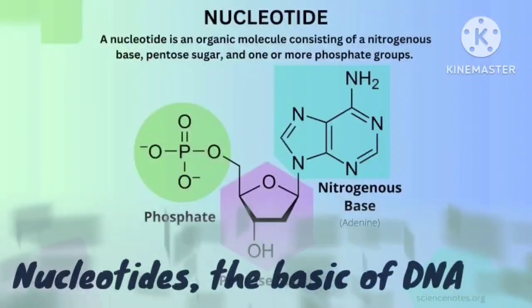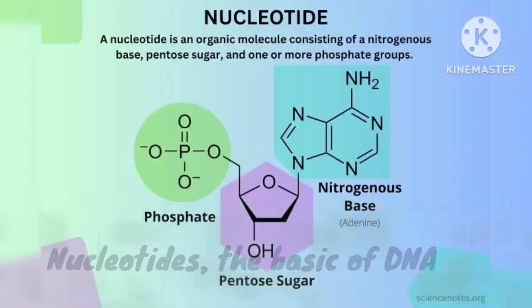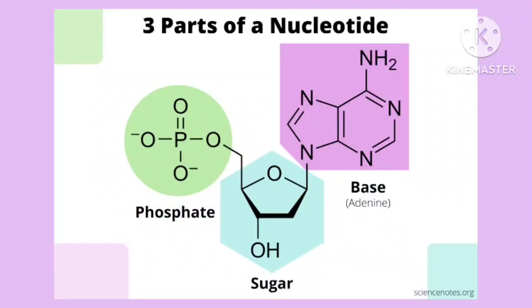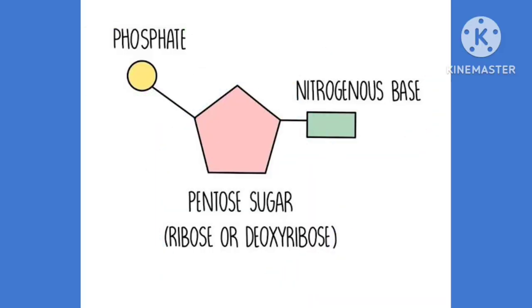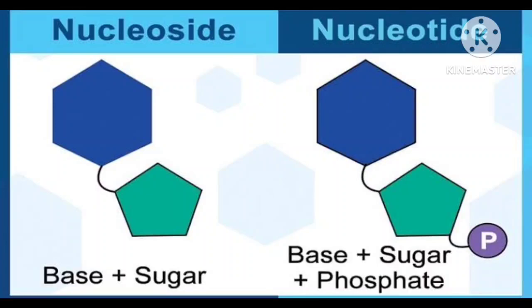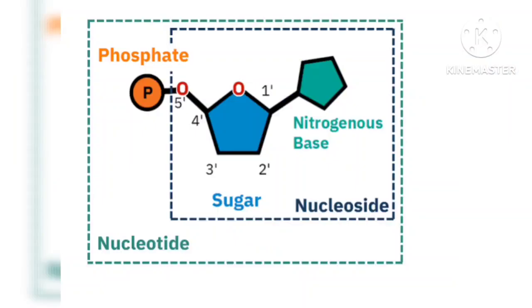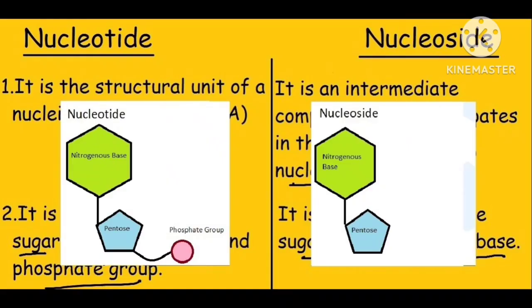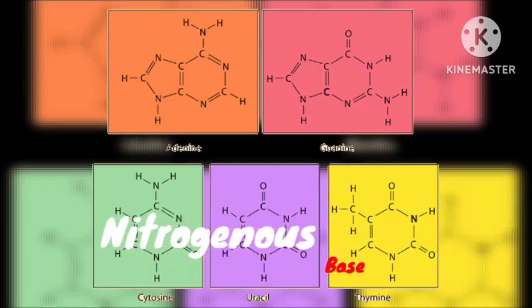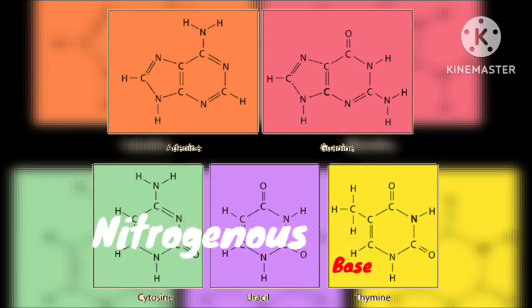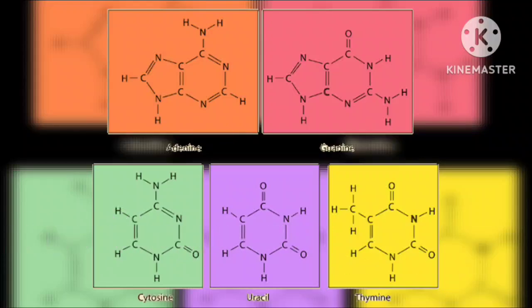Now we would understand the structure of nucleotides. Nucleotides are composed of three main parts: a nitrogenous base, a pentose sugar and a phosphate. First, a base and a sugar attach to each other. This forms the nucleoside, and when a phosphate binds to this nucleoside, it forms the final structure, which is known as nucleotide. Now we would understand the structure and types of nitrogenous base, the first part of nucleotide.